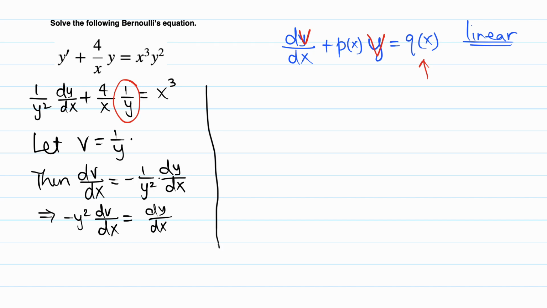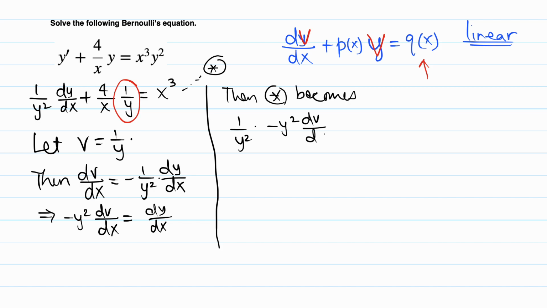Okay, then with this, let's say this one is a star. Then with these substitutions, the equation star becomes 1 over y squared, we don't have anything yet, dy over dx we found here, that's negative y squared dv over dx, plus 4 over x times 1 over y. Okay, we made that linear, v equals x cubed, and they cancel.